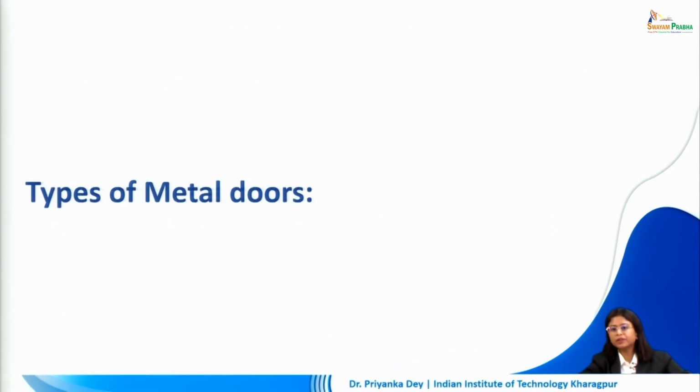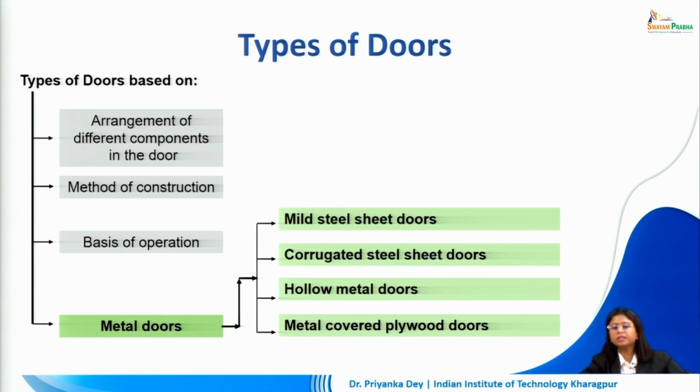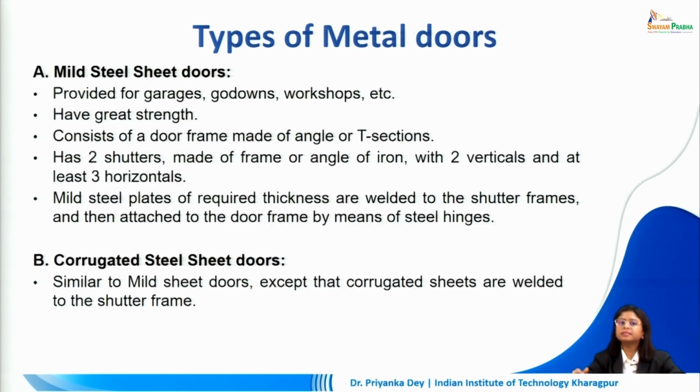The last classification type was the type on metal doors. So here we can have mild steel sheet doors, corrugated steel sheet doors, hollow metal ones, and metal covered plywood doors. So the first type, that is the mild steel sheet doors, are provided for garages, godowns and workshops. They have great strength and they consist of a door frame made up of angle or T sections.